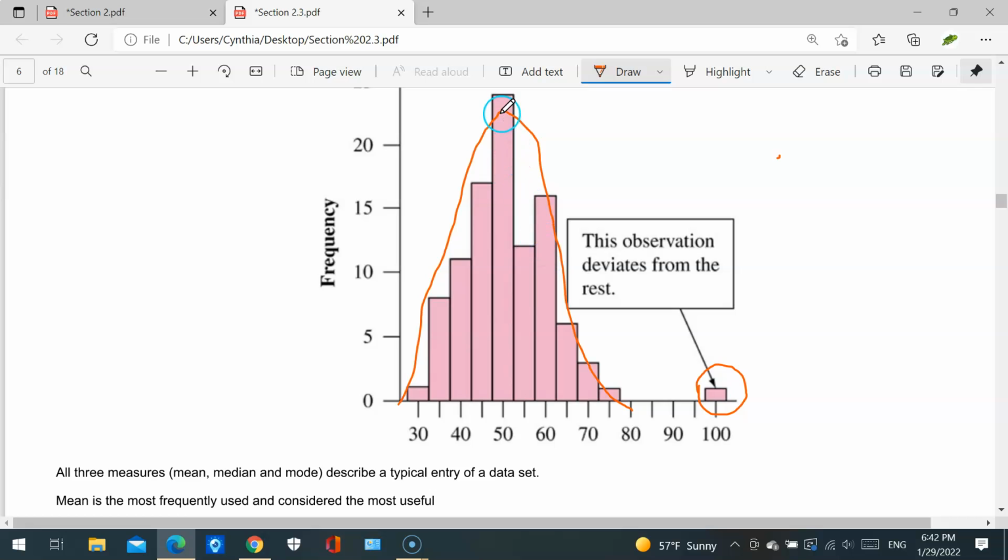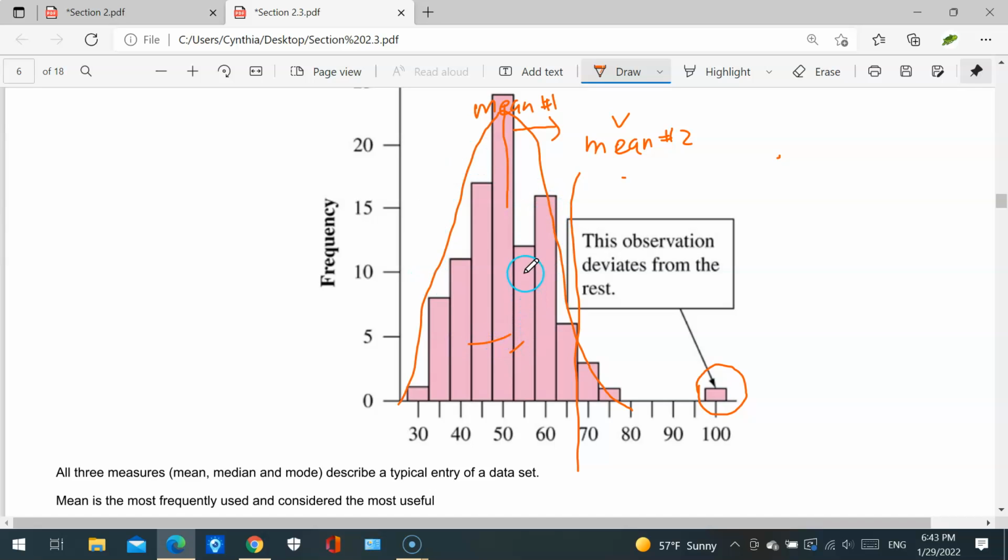This outlier will make the mean change. It will push the mean from here into here. So this is the mean 1, but because of the outlier, it pushed the mean into a larger number. However, this new mean doesn't represent the majority of the data, right?